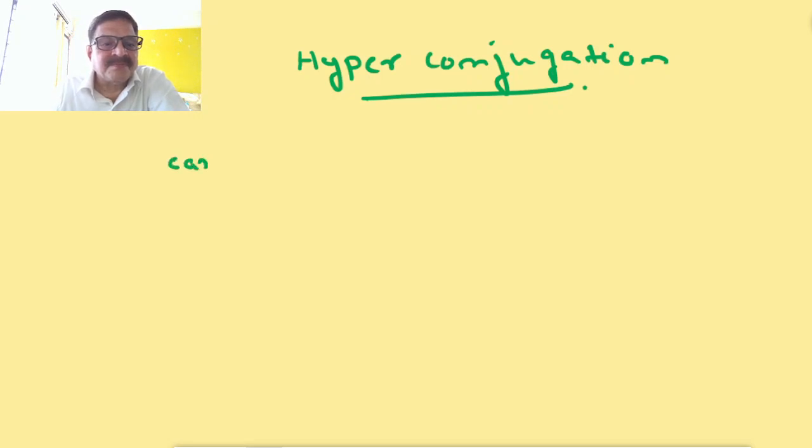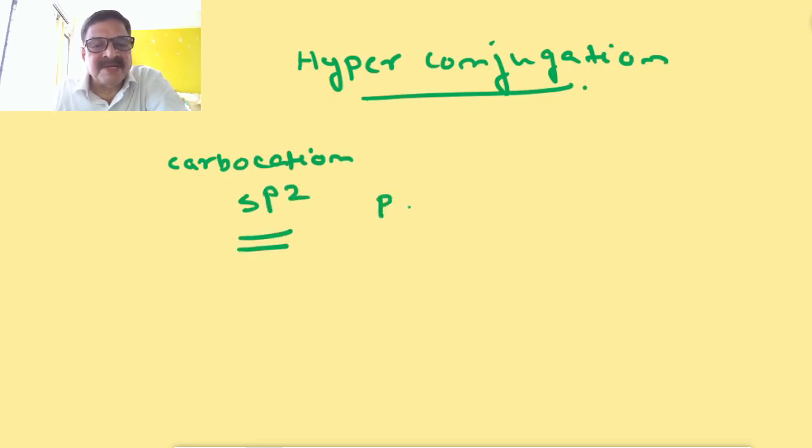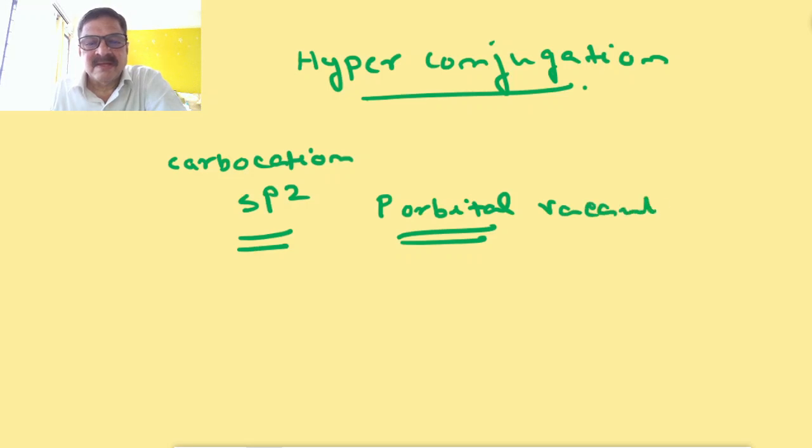A carbocation is an sp2 hybridized carbon atom. Correct? Therefore, one p orbital is vacant here. This vacant p orbital can overlap with an adjacent sp3 hybrid orbital or a sigma bond here. Correct? I will briefly tell you.